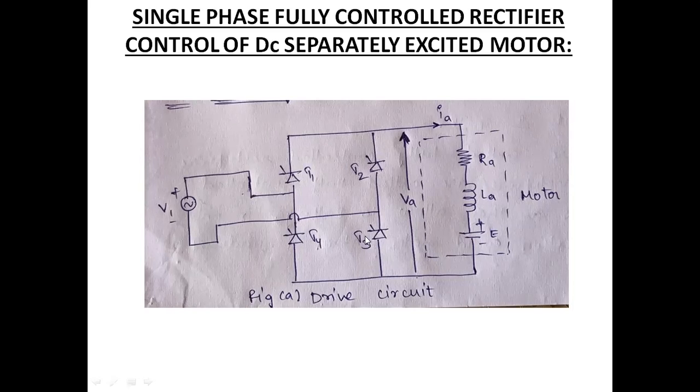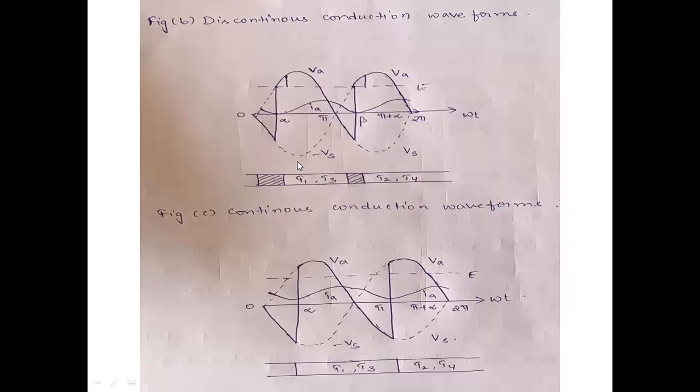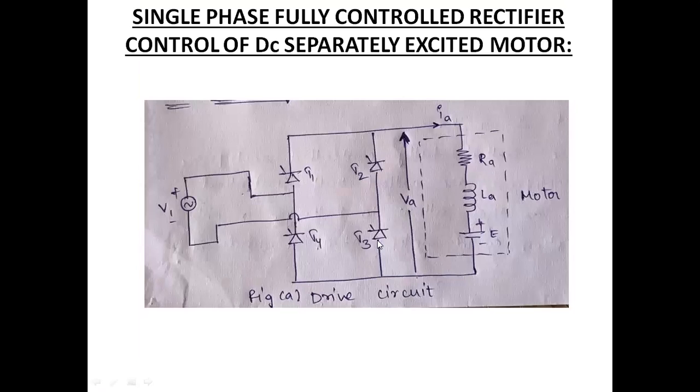In the next cycle, from pi plus alpha to 2 pi, we are giving gate signals to T2 and T4. At that time, T1 and T3 will be off. When we are giving gate signals to T1 and T3, T2 and T4 will be off.